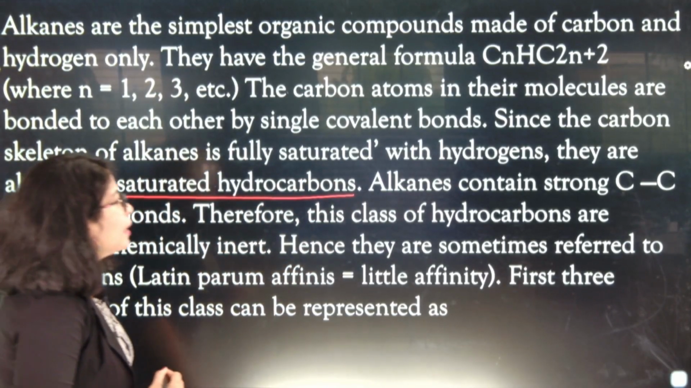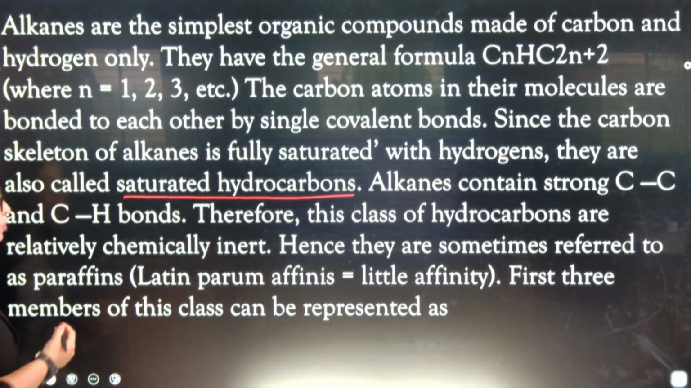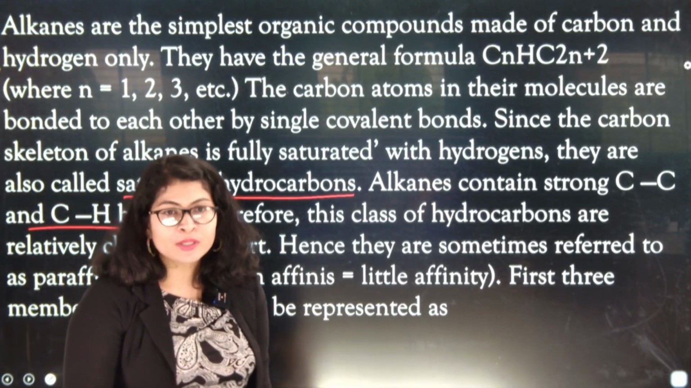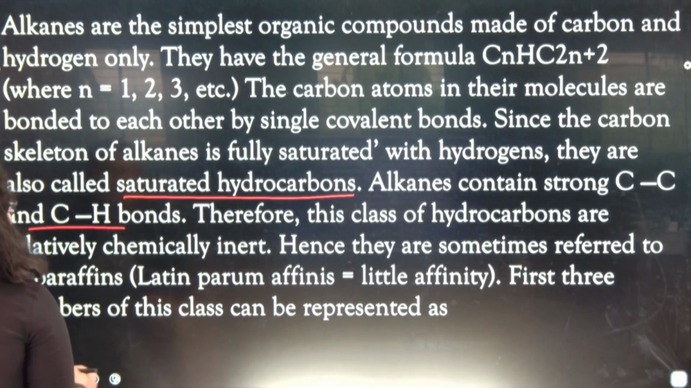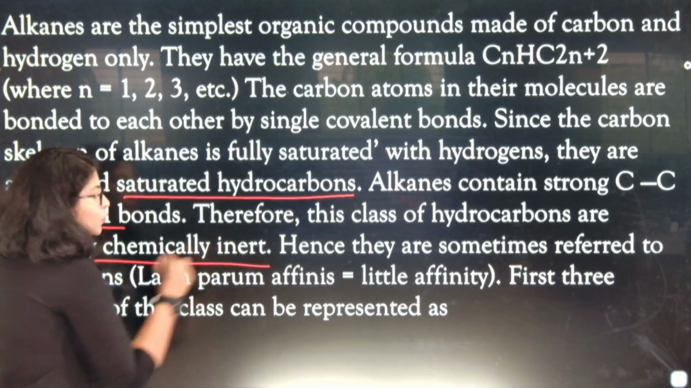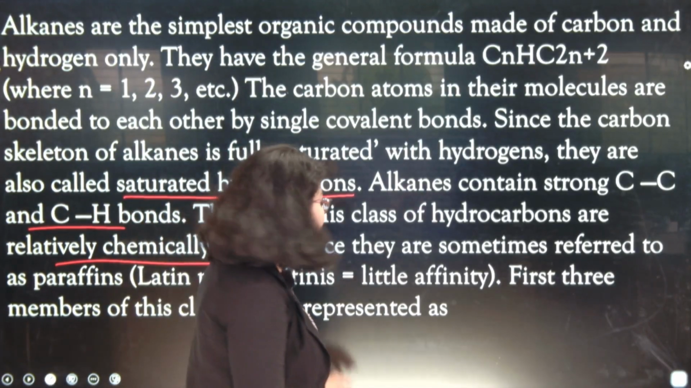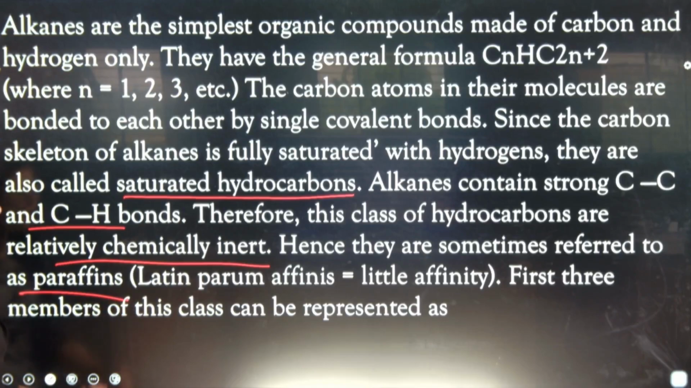Alkane contains strong carbon-carbon and carbon-hydrogen bonds. Why? Because they are sigma bonds, mostly formed by head-on overlapping. Therefore they are stronger bonds, and this class of hydrocarbons is chemically inert. They do not react with organic compounds or reagents that much. Hence, they are sometimes referred to as paraffins, which means little affinity.